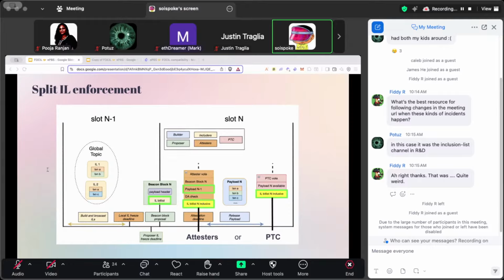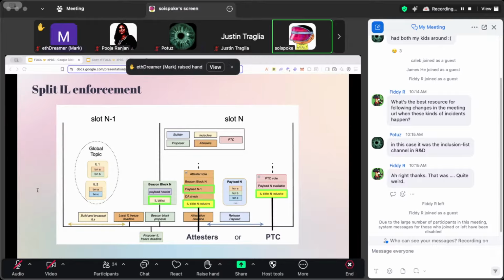But the main trade-off there is that the initial inclusivity signal relies on a smaller set of validators in a PTC rather than the entire attester committee. So we'll need to make a choice there. I've thought a bit about this and I still don't have super strong opinions. So if you guys have any, let me know.